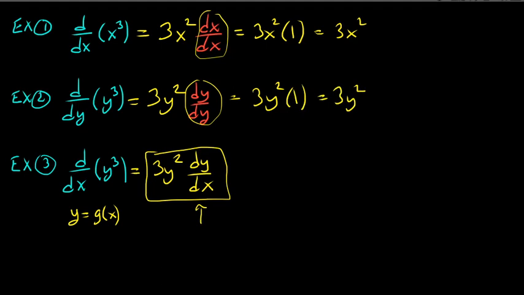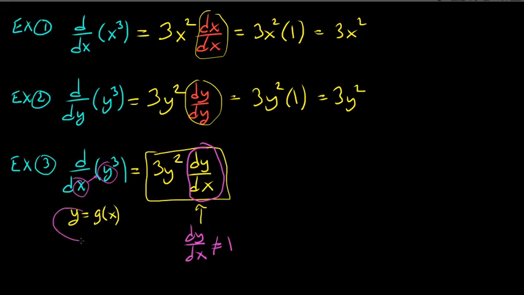But in example 3, and this is crucial, these variables here don't match like they did in examples 1 and 2. And that's why we need the chain rule here. dy over dx is not equal to 1. Well, unless y is equal to x. But we don't know that.